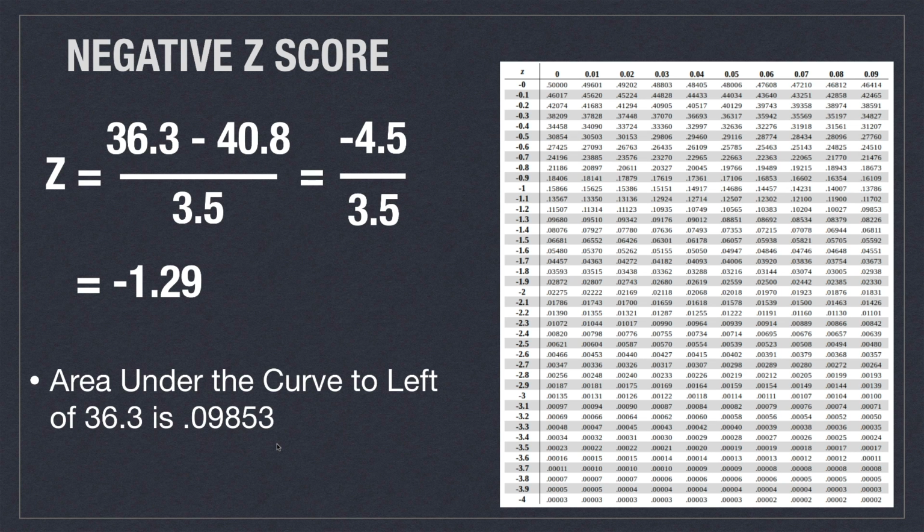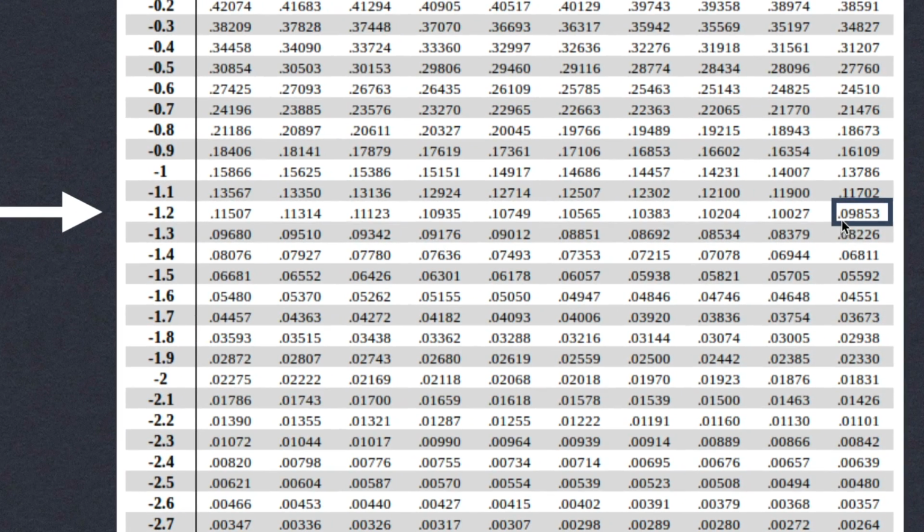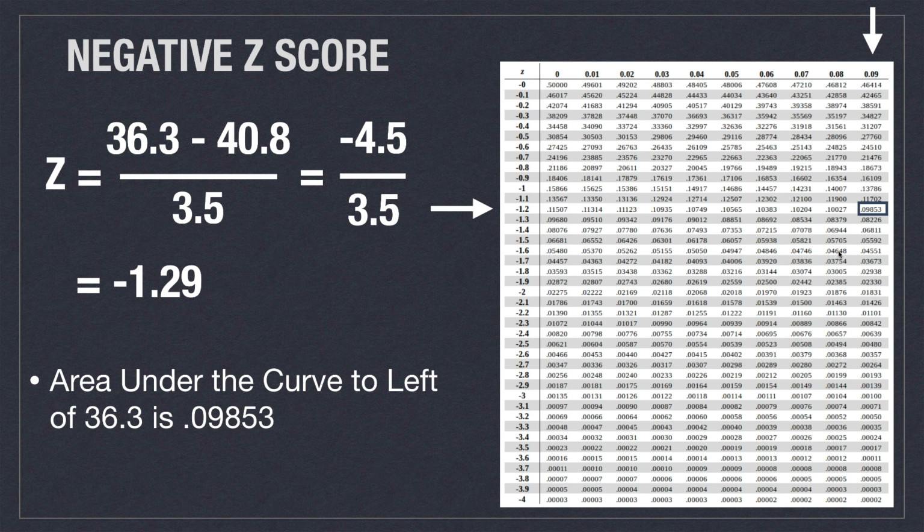So if we want to find the area left of 36.3 with a mean of 40.8, we perform our calculation to get negative 1.29. We then look up negative 1.2 and 0.09 in the negative z-table, and we see that our answer is 0.09853. So the area under the curve from that point to the left is 0.098.